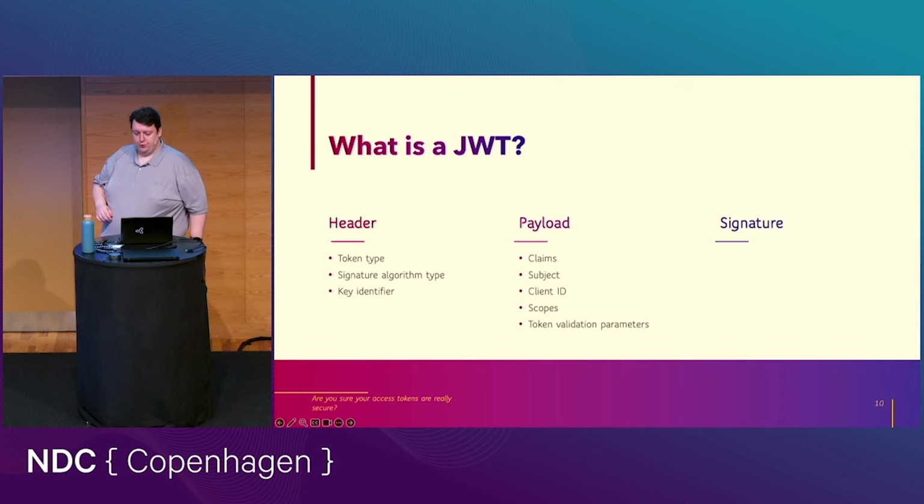In the payload, we have information about who the token represents or which client the token represents. So we have various claims like the subject ID, client ID, maybe your name, your email, depending on what kind of token it is. It could also contain scopes to say what you can access in an API or resources. And there's also a set of token validation parameters in there, like the issuer of the token, when the token is valid, until what time it is valid, and so on.